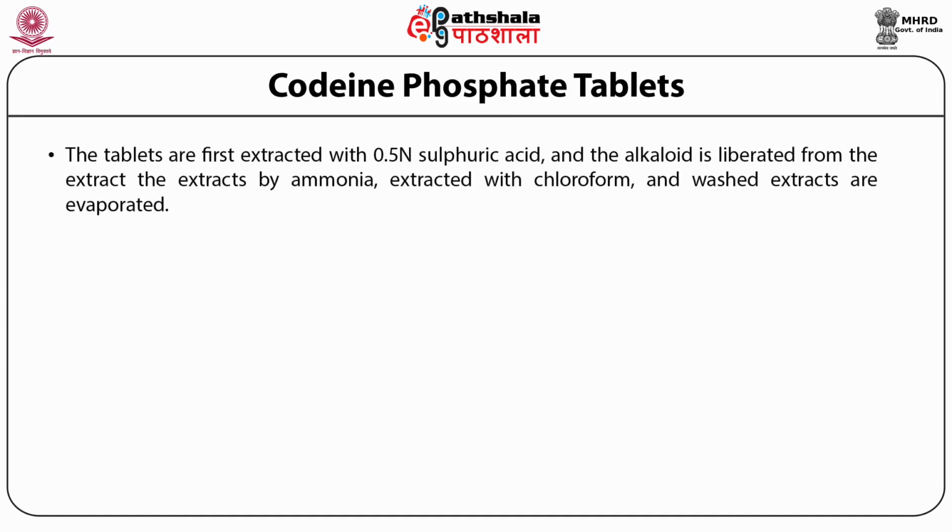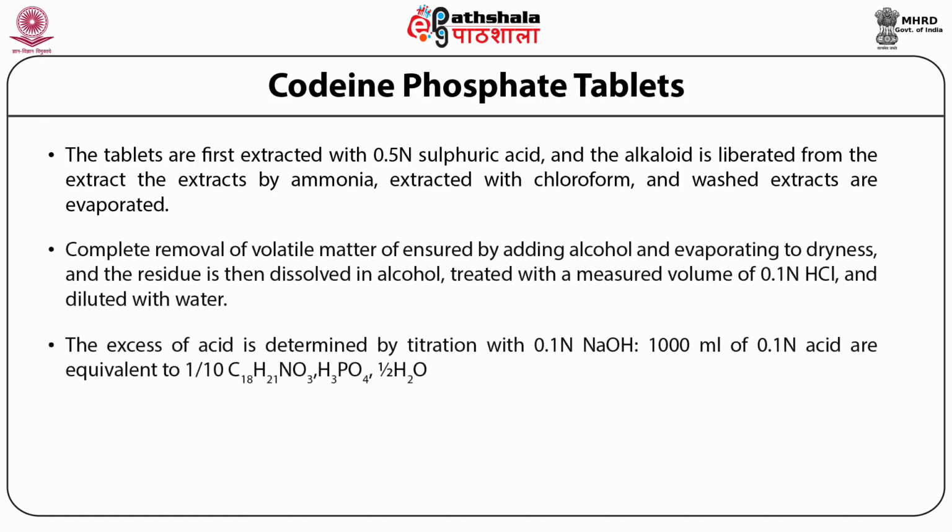The tablets are first extracted with 0.5 normal sulfuric acid, and the alkaloid is liberated from the extract by ammonia and extracted with chloroform. The extracts are washed and evaporated. Complete removal of volatile matter is ensured by adding alcohol and evaporating to dryness. The residue is then dissolved in alcohol, treated with a measured volume of 0.1 normal HCl and diluted with water. The excess acid is back titrated with 0.1 normal NaOH.